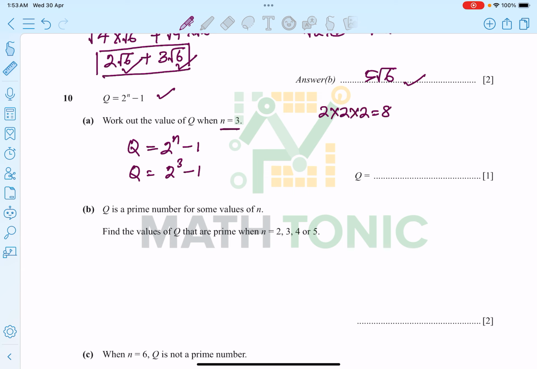Sometimes students make a mistake. Normally they mistakenly write 6, but it's not. So 2 times 2 times 2 becomes 8. So this answer should be 8 minus 1. This answer should be 7. Got it, everyone? Next question.